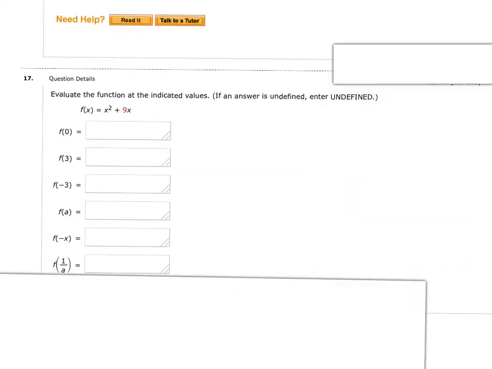All right, next up here, they give us a function, and then they're asking us to evaluate it at a couple different spots. So first of all, f of 0 means plug in 0 for all the x's. This one's going to be 0 squared plus 9 times 0. I think that's pretty obvious. It's going to come out to 0. And so you just kind of do that along the way here. I'll let you do the other numbers.